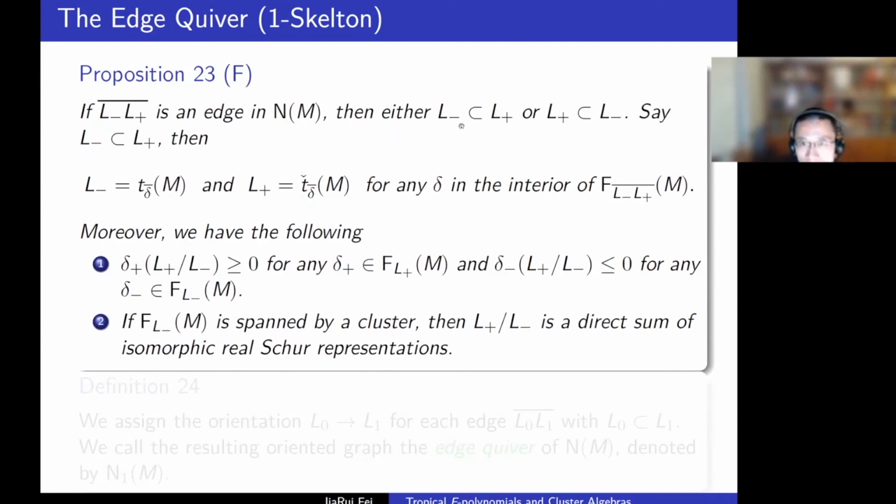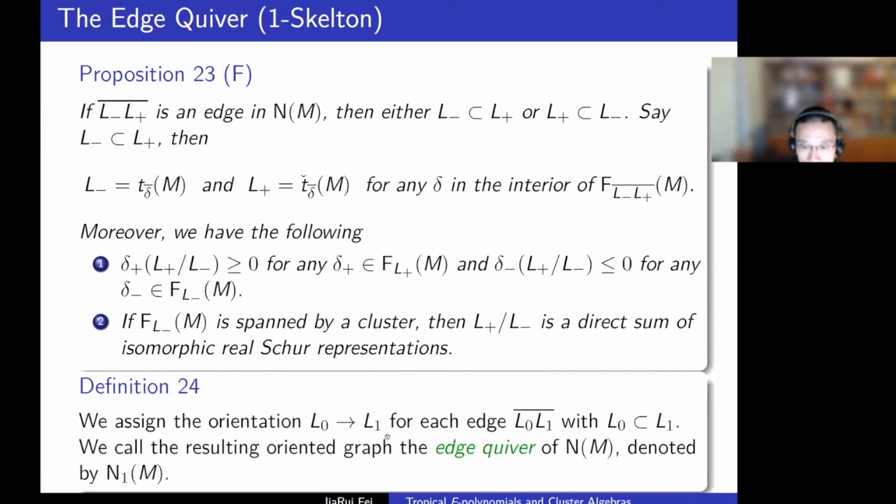Since we always have the containment, we can put an additional ordering on the vertices. If one contains another, we give an orientation to the edge. In this way, we obtain a quiver on the one skeleton. This is what I call the edge quiver. Later I will show you a picture of those edge quivers.